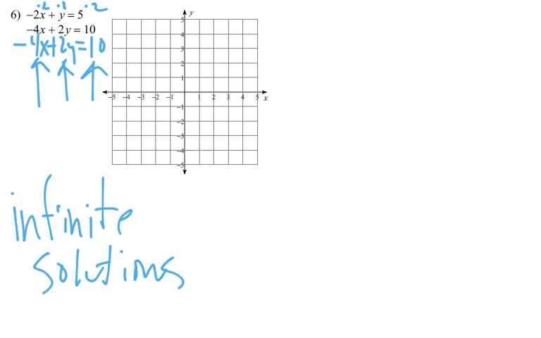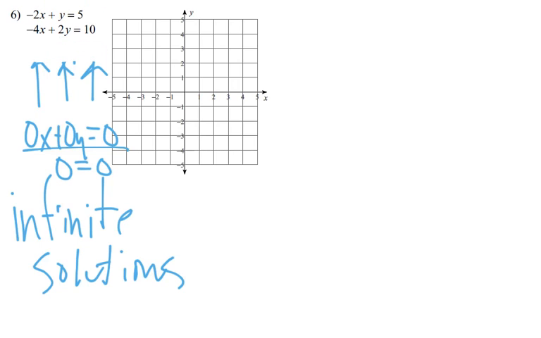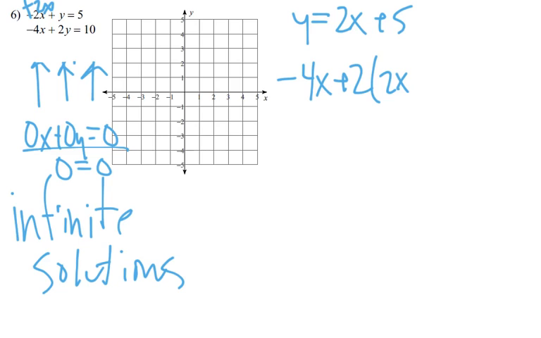Because I would have ended up with 0x plus 0y equals 0. So 0 equals 0, that would have been true. Now, if I would have done substitution, I would have added the 2x to both sides, right? So we would have had y equals 2x plus 5, which I would have substituted in for y, which most of you don't like this one, so just don't pay attention.